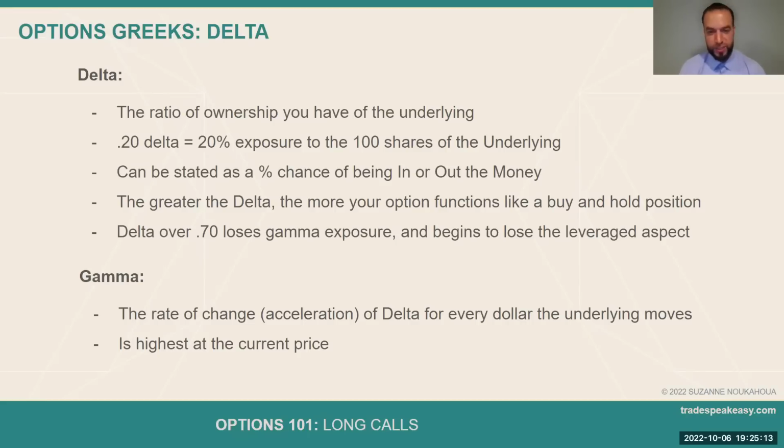So gamma is the rate of change. It's the acceleration of Delta for every dollar the underlying moves. And it's highest at current price. When we get into the option chain, I'll point out some things about gamma that should make it feel more clear. What gamma does is it shows you how fast a given strike price's Delta should change if the price of the underlying changes. That's the way I like to think about gamma. So it's great when it's working for you. It is not fun when it's working against you.